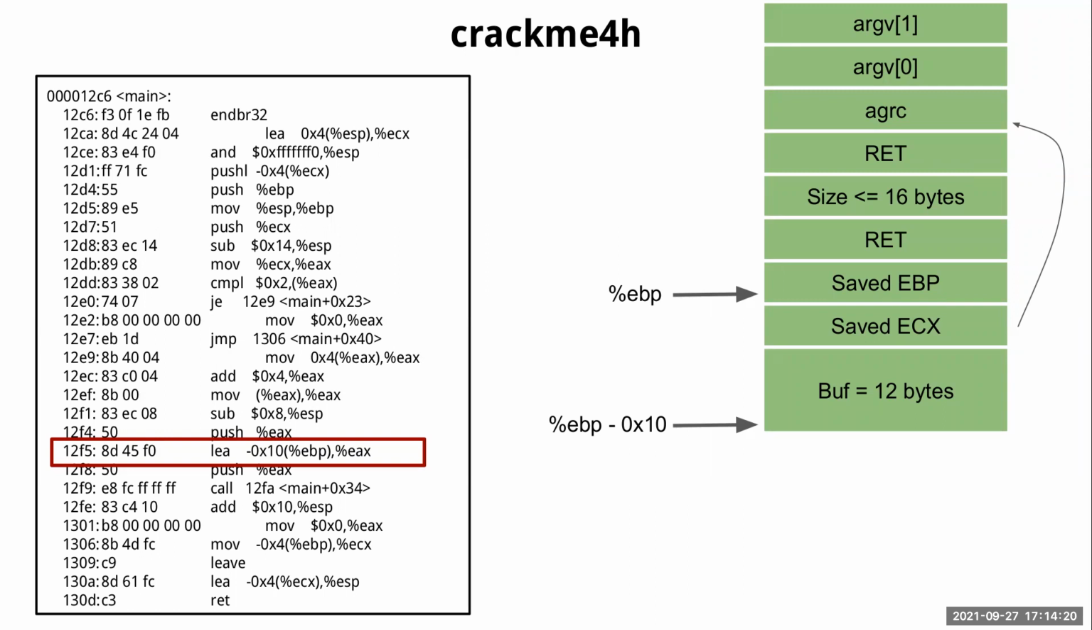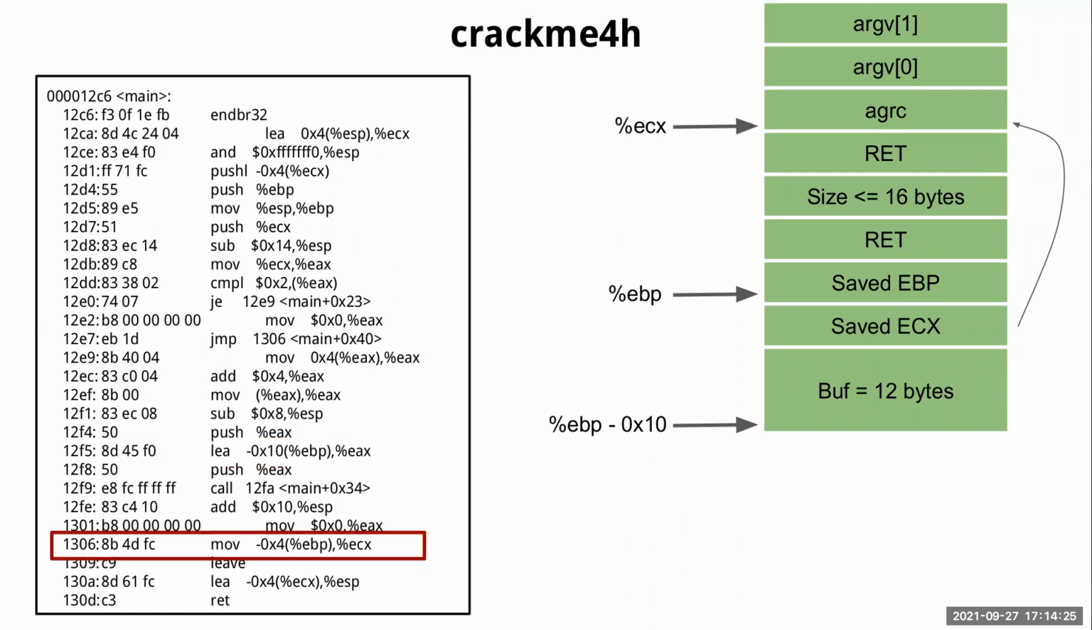So after this, now we are at the end of the program. We're going to clean up and return. So here what we have is a move EBP minus 4 to ECX. So this is to restore the same ECX, right? Because EBP is here. EBP minus 4 saves the ECX. We move that to ECX. We're trying to restore ECX.